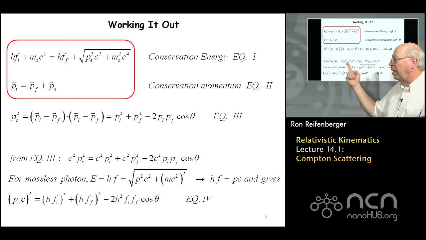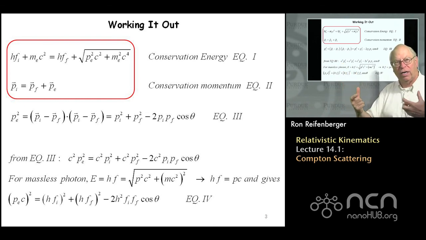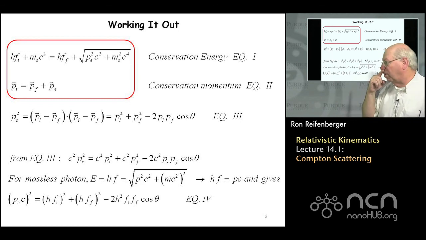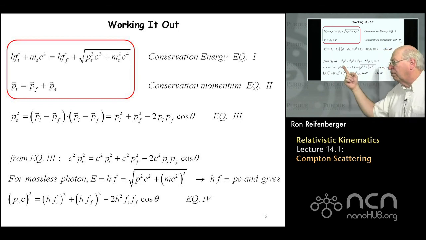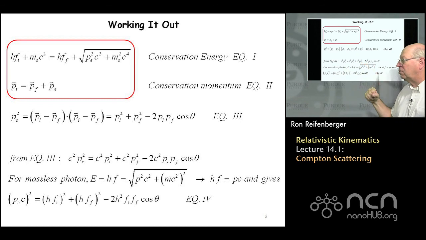From equation three, we can get an expression for C squared P squared for the electron. That's important because that term appears here. So the game we're going to play is we're going to get two expressions for the same quantity. We're going to set those two expressions equal to one another, and we're going to derive Compton's formula. So from equation three, this follows.